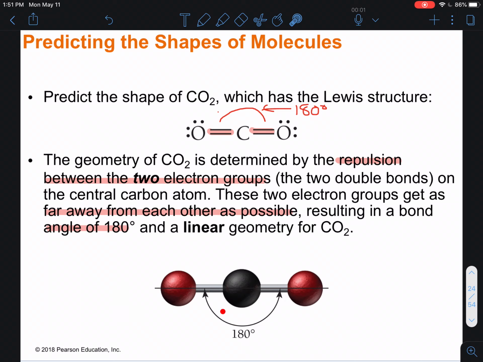So these guys are going to get as far away from each other as possible. And for two electron groups, that's 180 degrees. And since it's 180 degrees, the resulting shape of CO2 is linear. It forms essentially a straight line.